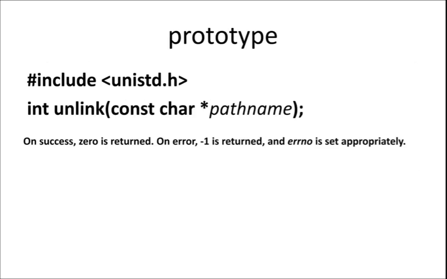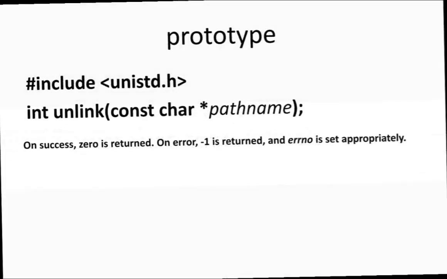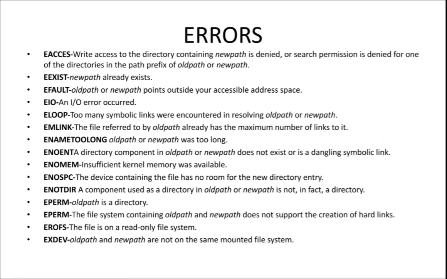So the prototype for unlink is the path name. Obviously, if you want to delete the file, what do you need? Path name. Once you have the path name of that particular file, you can just delete it or unlink it. If the function is a success, 0 is returned, but if there is an error, -1 is returned, and the error number is set appropriately. Remember, these error types will apply to unlink also. Same errors.